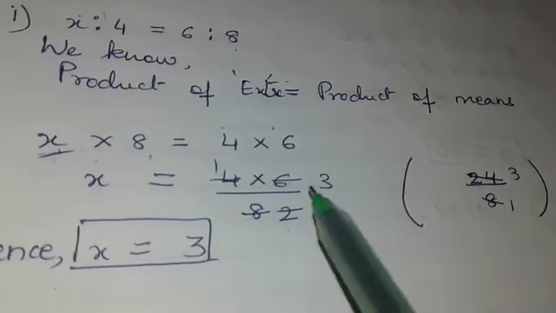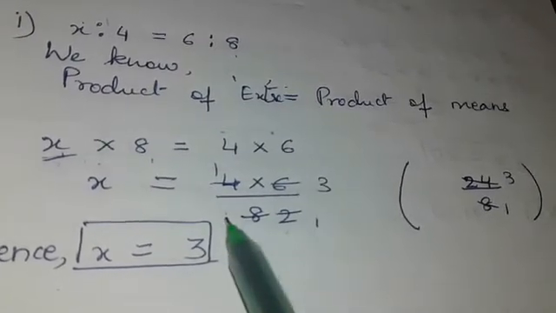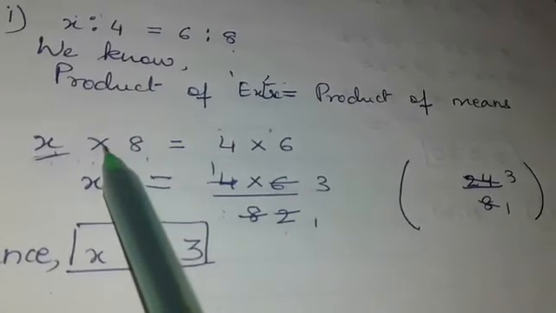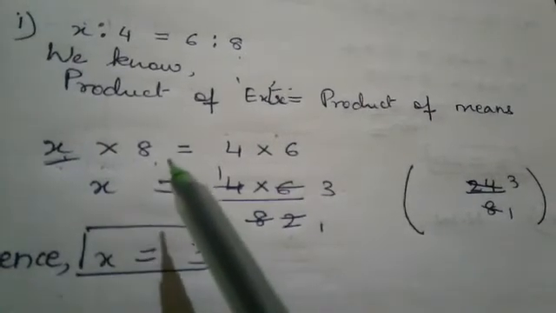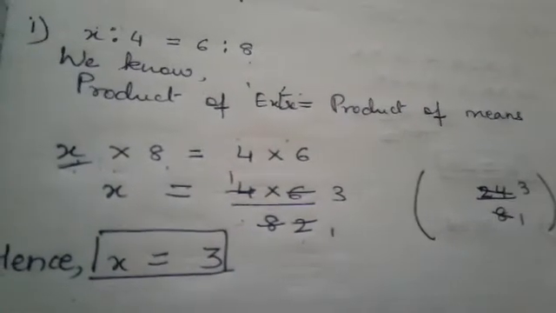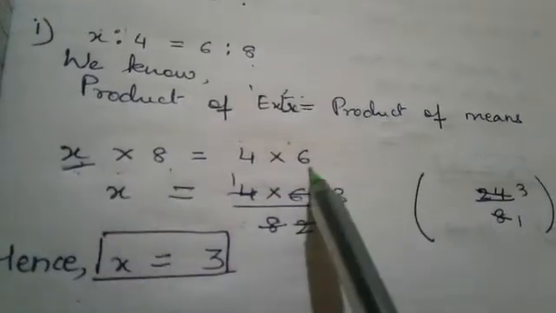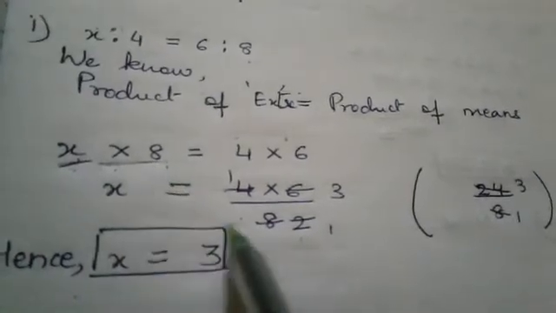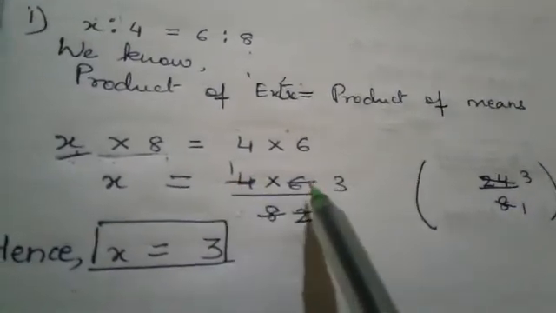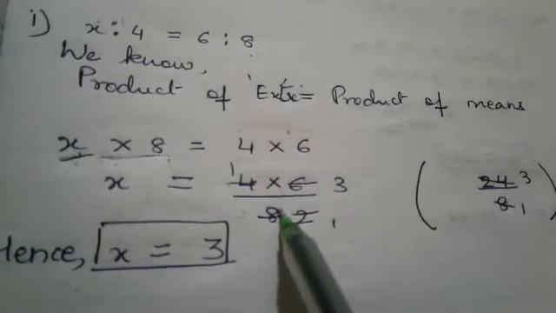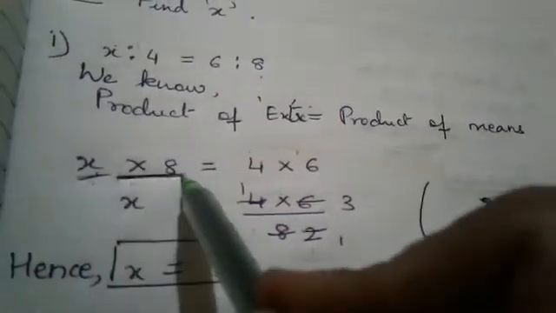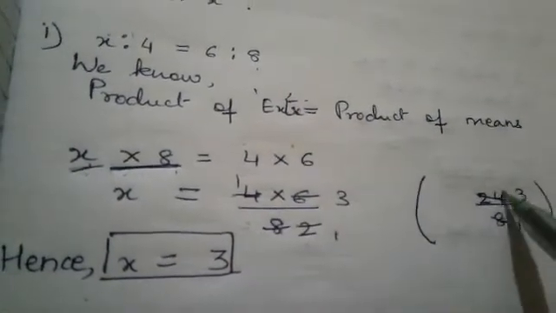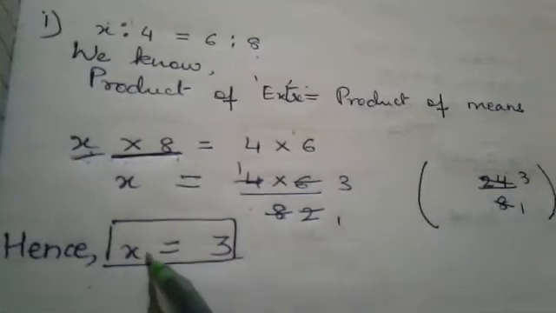So how is it written? Whether we have to add it or subtract it, what has to be done? Plus, minus, addition, subtraction, multiplication, division, what should we do? When it is addition, we subtract it. When it is plus, we minus it. When it is multiplication, we divide it. So 4 into 6 divided by 8. Since it is multiplied by 8, it has become divided by 8. So 4 6s are 24 upon 8, 8 3s are 24. So x is equal to 3.